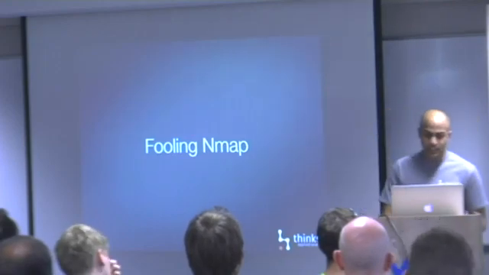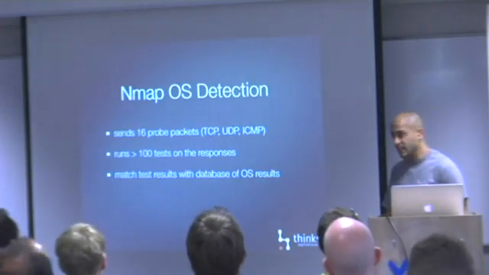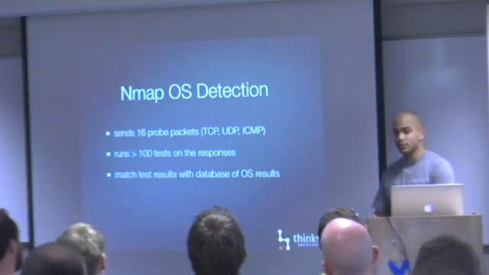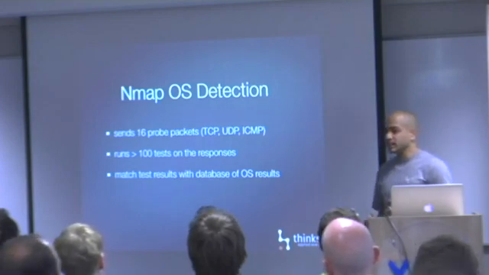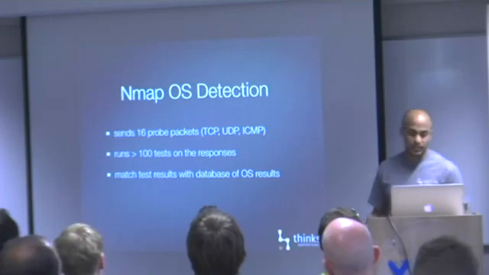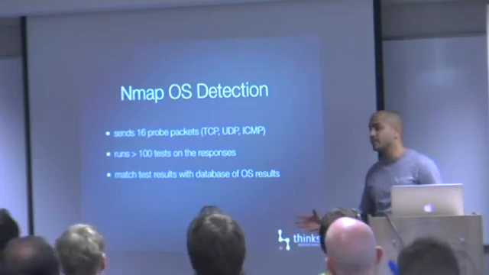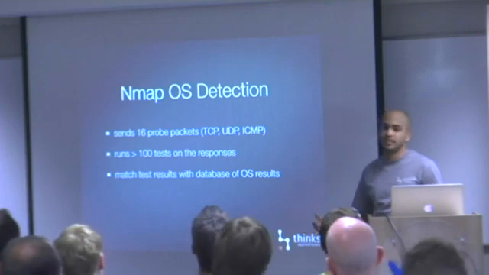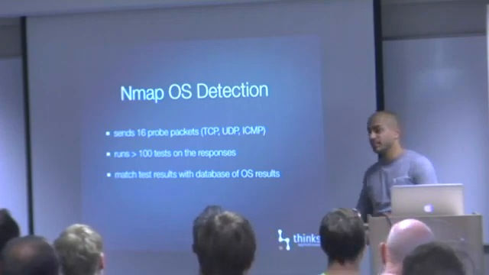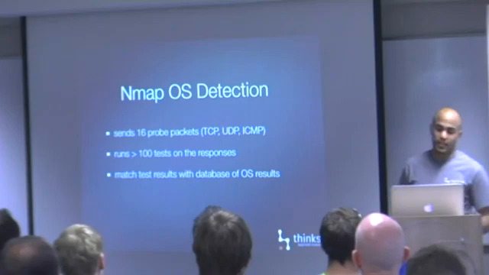So how Nmap's OS detection works is it sends the exact same 16 packets to any host, gets those replies, and then runs roughly over 100 tests on those responses, and then it has a pre-compiled database of test results that it can match up with OS, and it just has an algorithm for matching the closest match.